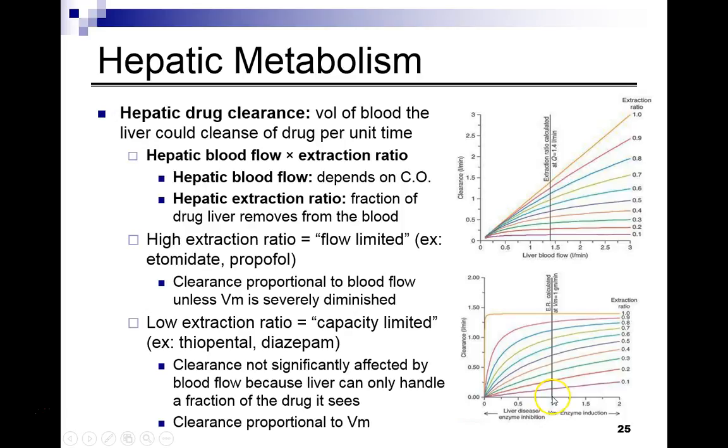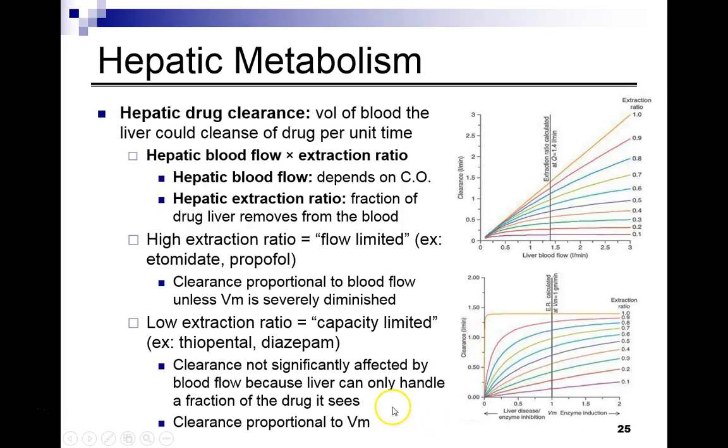Now, this would not be the case for propofol or etomidate. These drugs that respond very well to changes in cardiac output, which is hepatic blood flow, actually show very little change in response to changes in hepatic enzymatic activity. And that makes sense because the liver is already doing such a good job of extracting the drug from the blood that you really have to get down to a very, very low level of enzyme activity before hepatic clearance falls off.